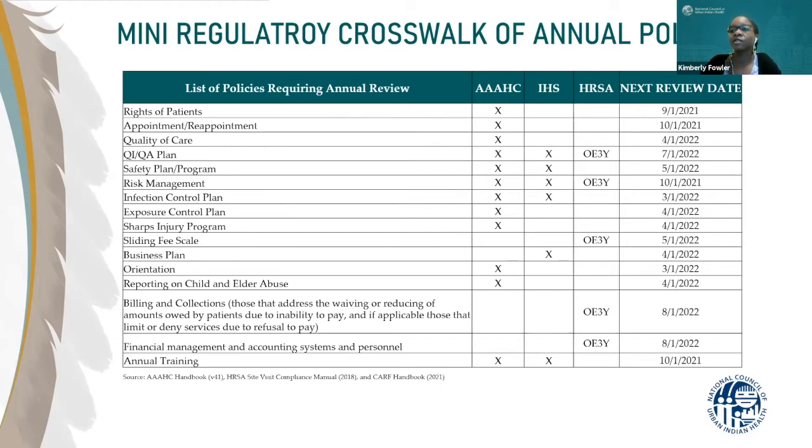So we can see here that there are the rights of patients, which is that first policy. The next review date is September 1st, 2021. But in case that hasn't been done, of course, at the October meeting, we would want to bring that forth. The appointment and reappointment, the risk management, and the annual training are policies that should be brought forth in this scenario for an October review. Next slide, please.